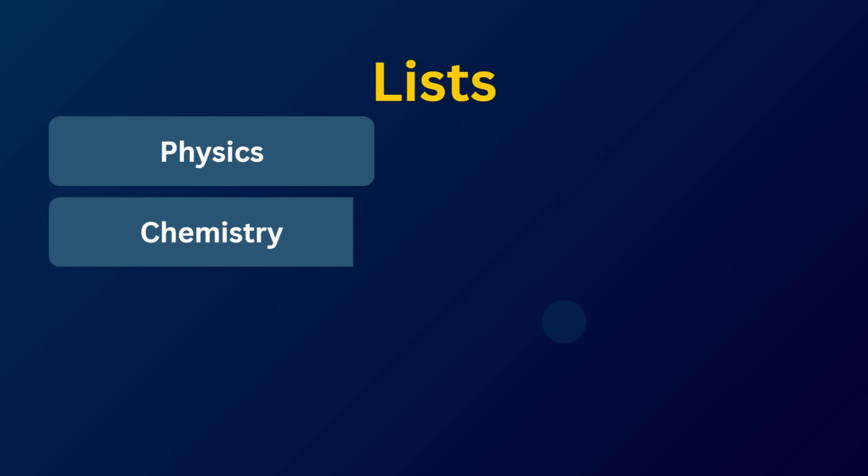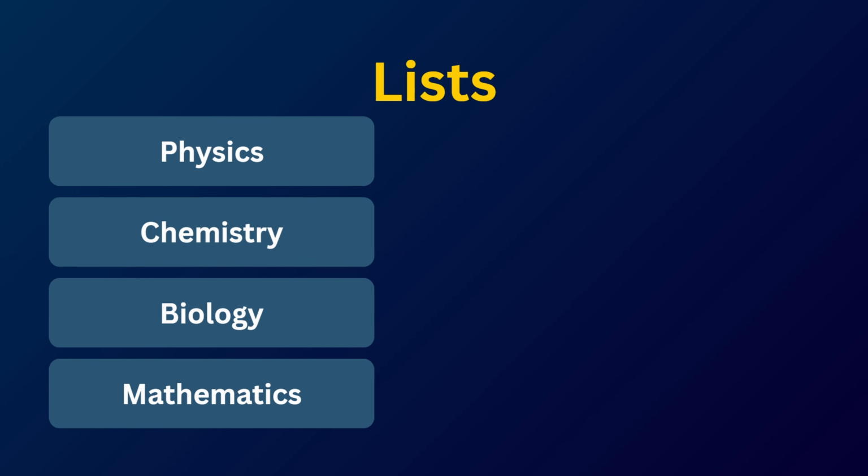But what happens if we have a lot of items? We don't want to create 100 different variables for the same category. Instead, we use lists. For example, let's talk about different subjects. We have physics, chemistry, biology, and mathematics. So we create a variable as subjects and we put all this information in that same variable in the form of a list. Then we tell Python to print all these using a loop.